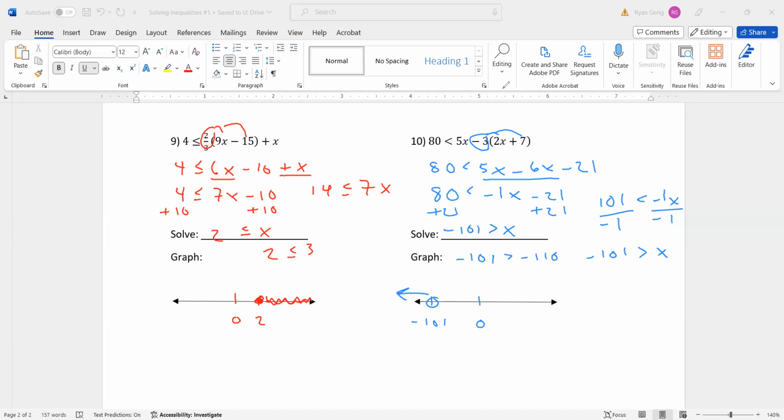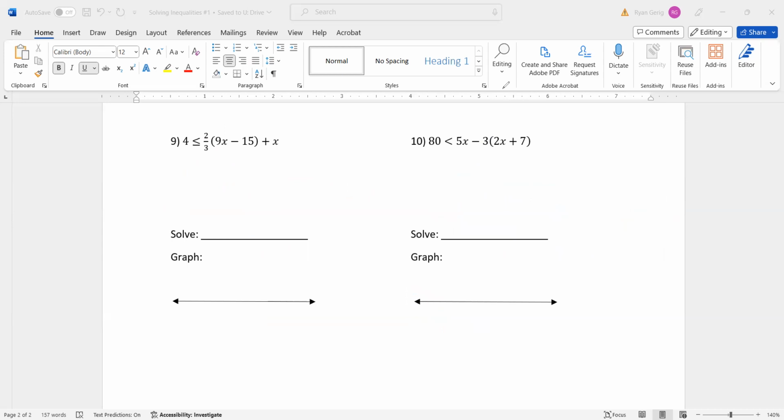Okay, that's solving inequalities, which the new part was interpreting your solution and what your solution means in the context of inequalities. So that's it for this lesson. We're going to go to a little more advanced ones in the next lesson, and then we'll do some word problems.